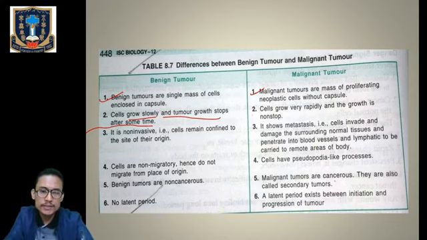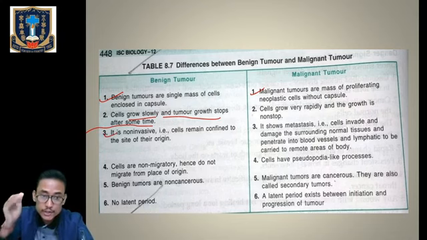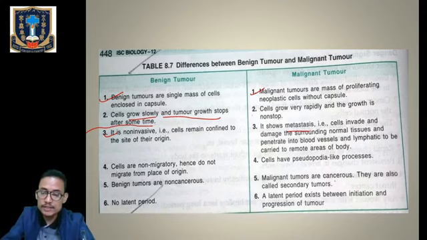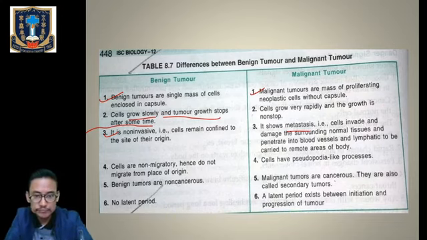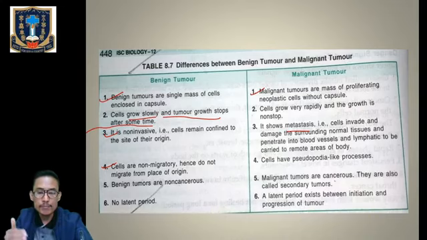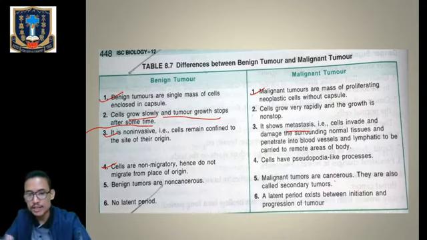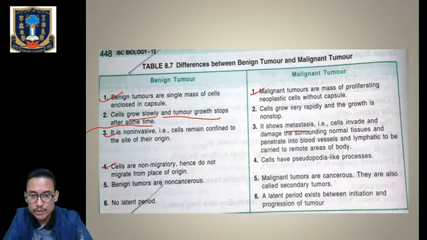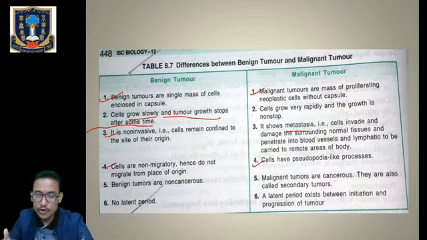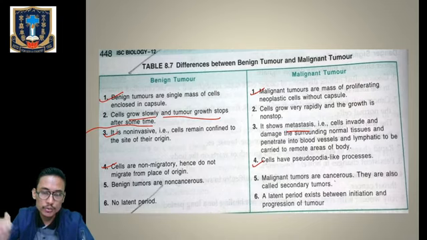Okay, so benign tumors are non-invasive. They don't have the property of metastasis, but malignant tumors will show the property of metastasis. They will invade the surrounding cells and infect those particular cells or tissues. Clear? Now, point number 4. In a benign tumor, the cells are non-migratory, hence they do not migrate from the place of origin. But when we look at the malignant tumor, the cells have pseudopodia-like processes. That's why they have the property of metastasis, to move from their site of origin to the other normal tissues or the adjacent cells and to infect those cells.